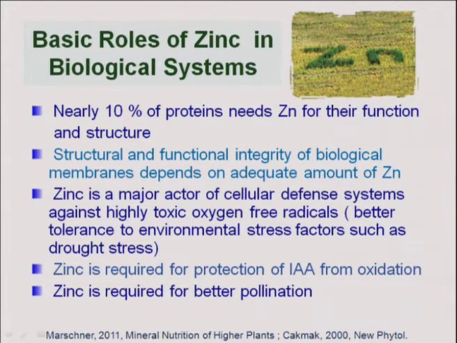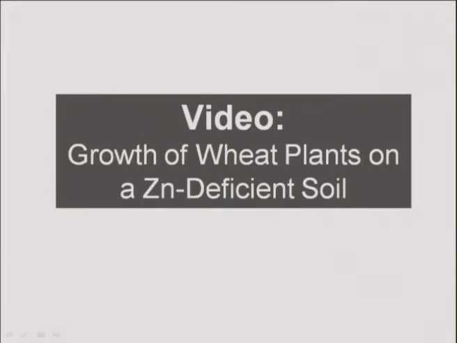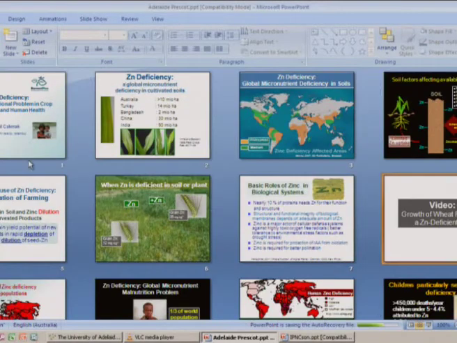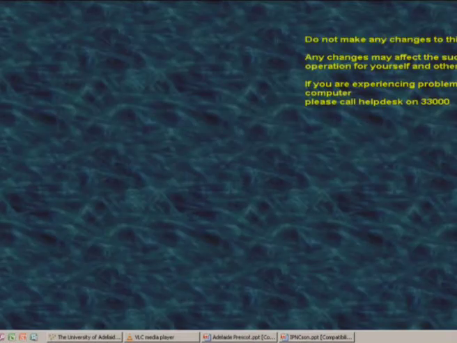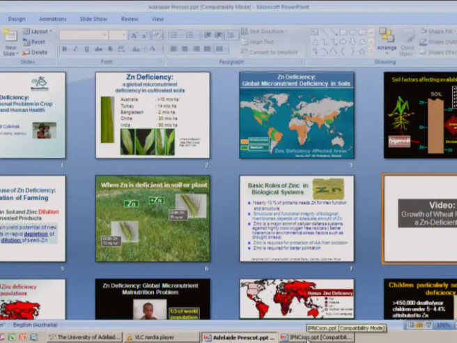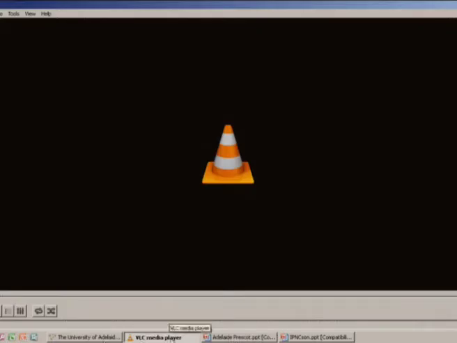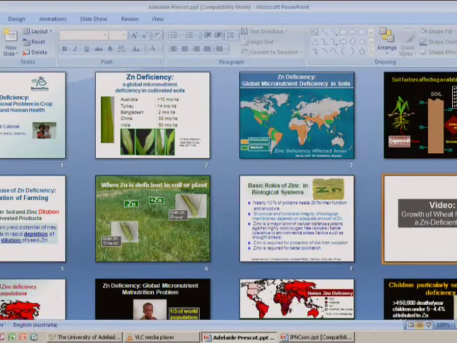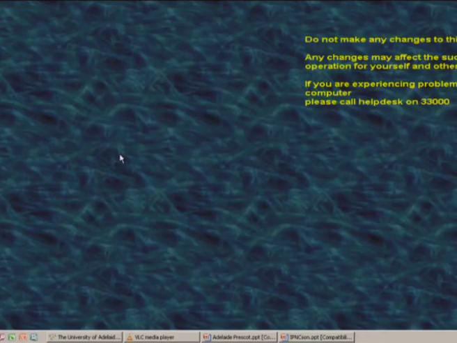So zinc is a very important micronutrient needed for biosynthesis, but also for protection of auxin from free radical dependent oxidation. And zinc is also an important micronutrient for better pollination. So I have one film that shows how zinc affects the growth of wheat. We have zinc deficient soils, and when you grow plants in zinc deficient soils, you get very poor growth.